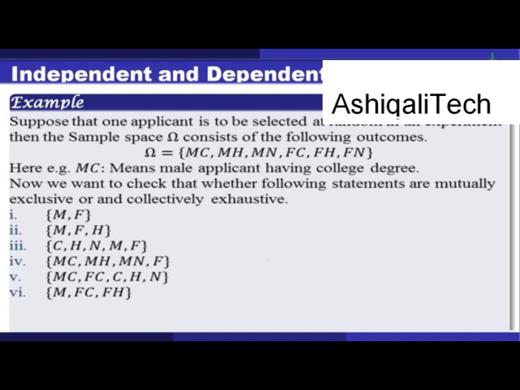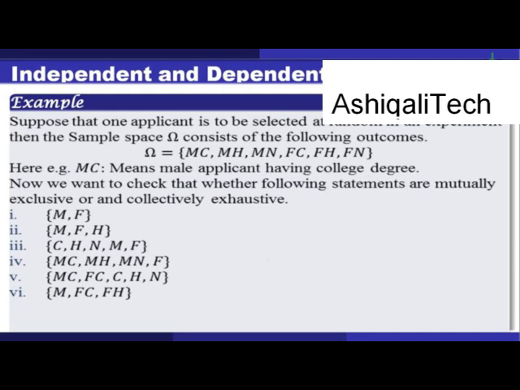Dear students, for this example, suppose that one applicant is to be selected at random in an experiment. Then the sample space consists of the following outcomes: male with college degree, MC, male with high school degree, MH, and male with no degree, represented by MN. And similarly, female with college degree, female with high school degree, and female with no degree. So this will be the sample space. Now we want to check whether the following statements are mutually exclusive and/or collectively exhaustive.